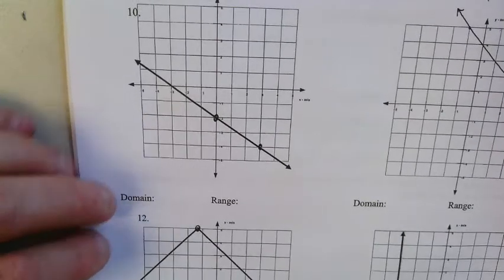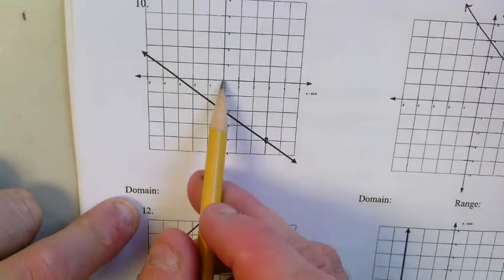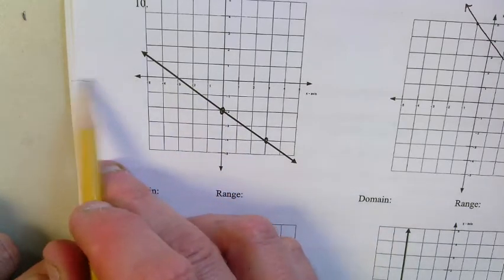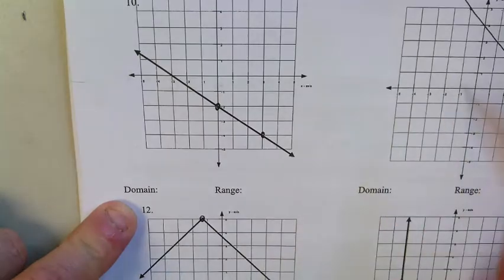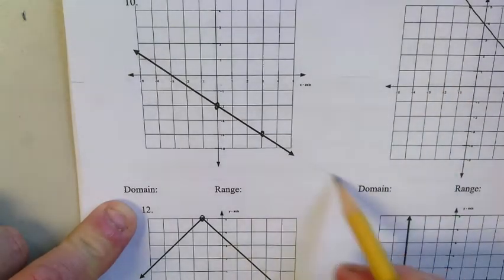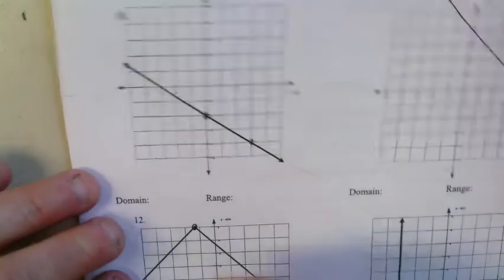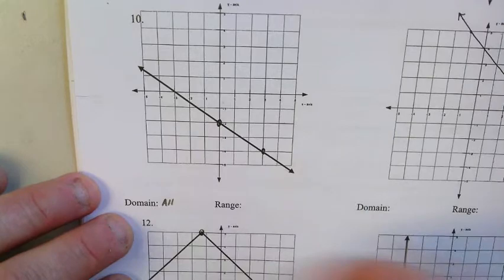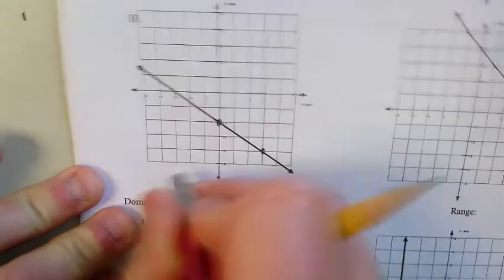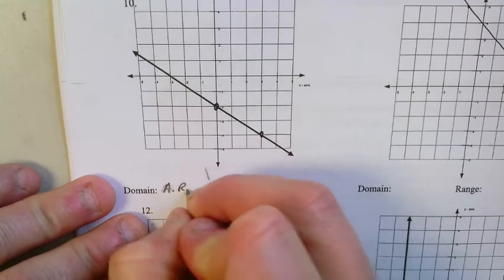Number 10, now we're going to do some domain and range as well. Here's the thing. If I were to pick any x value out here, negative 1 million, positive 1 million, there would be a corresponding y value on this graph as it goes down and as it goes up. So as a result, all real numbers will be the domain. I'll just write that out: all real numbers.